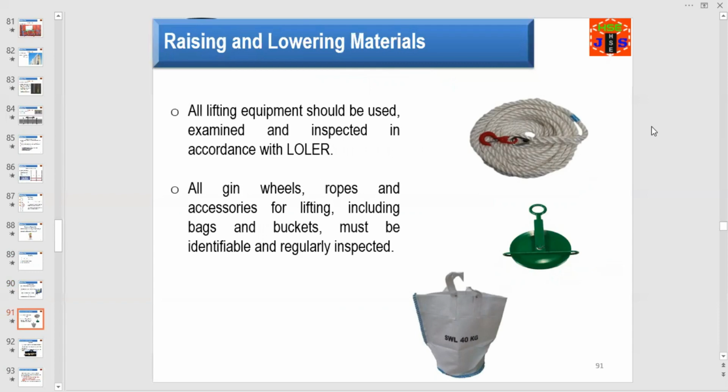After discussing the scaffolding components and basic types of scaffolding, let us start discussing raising and lowering material. All lifting equipment should be used, examined and inspected in accordance with LOLER. All gin wheels, ropes and accessories for lifting, including bags and buckets, must be identifiable and regularly inspected. These are examples of lifting equipment: lifting buckets, bags, and ropes.